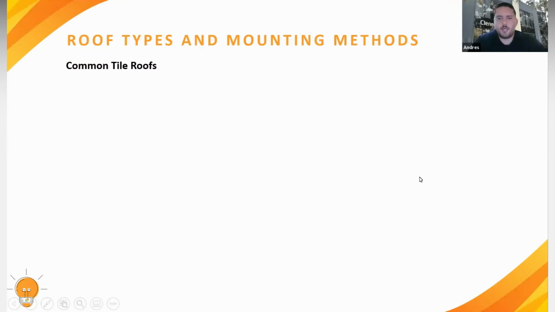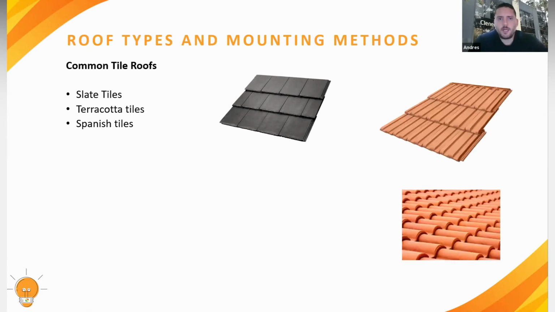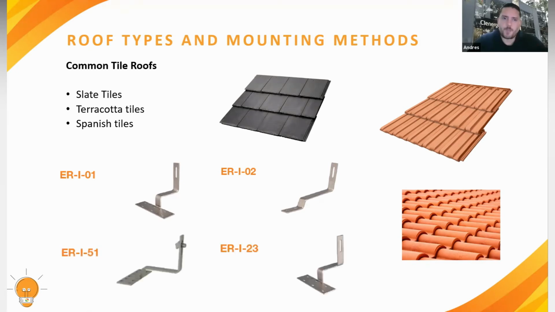Let's move on to tile roofs, tile interfaces. We have slate tiles, terracotta tiles, Spanish tiles, and other different types of tiles, but these are the most common ones in the market. This gives us a little bit of information on the ones that are mostly used. We have a wide range of tile interfaces, which depend on the dimension and the height of the actual tile, from the ERI01, the ERI02, the 51, the 23.